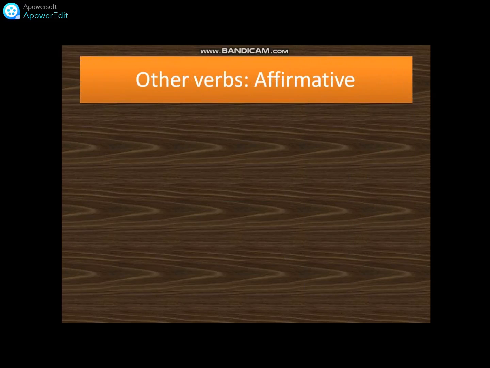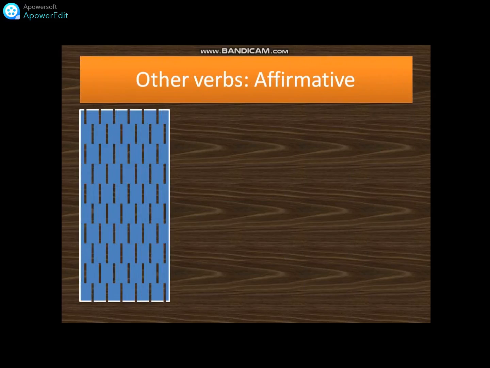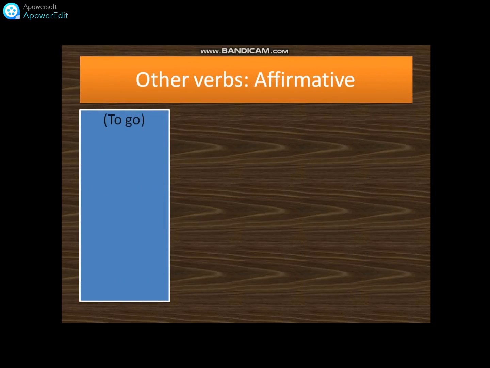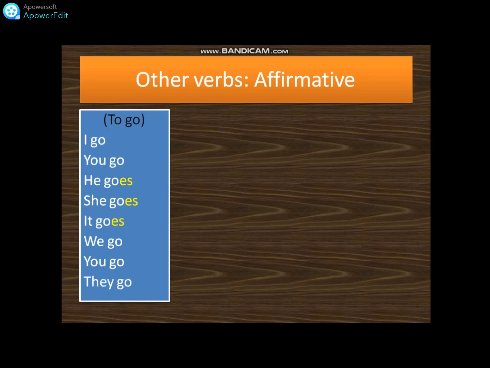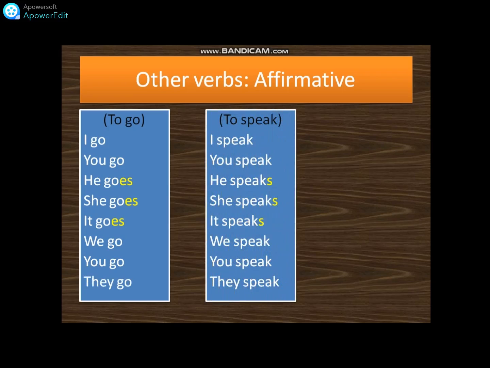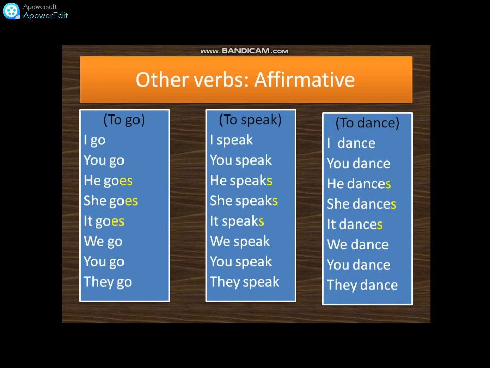Good. Now let's see the other verbs in the affirmative form. Whenever you take a verb, let's take for example to go. So you say I go, you go. But when it comes to he, she, and it, we add an es. Then we, you, and they go. Let's take another verb. To speak. I speak, you speak, but when it comes to he, she, it, we add an s. Then we speak, you speak, and they speak. Another verb. To dance. I dance, you dance, he dances with s. She dances, it dances. We dance, you dance, and they dance.